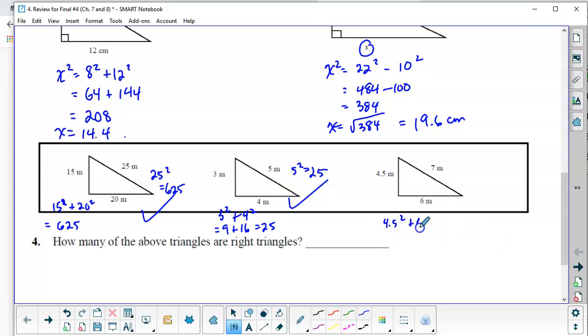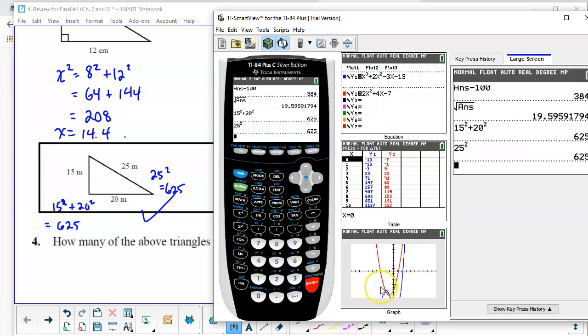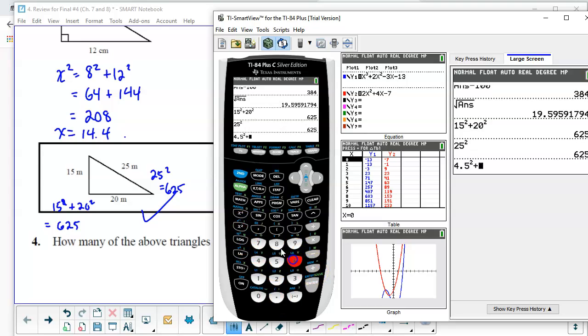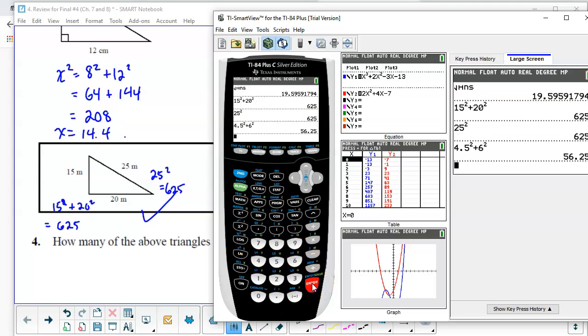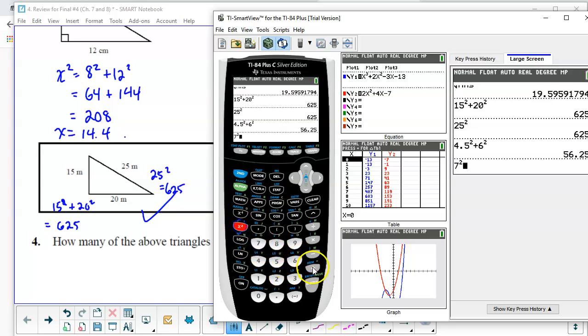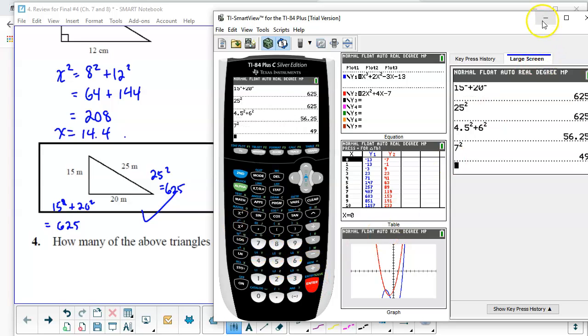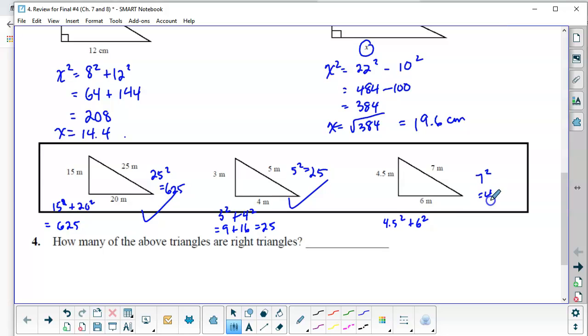4.5 squared plus 6 squared, we want to compare that. So 4.5 squared plus 6 squared, and then 7 squared you should know is 49, so no. So 2 of them.